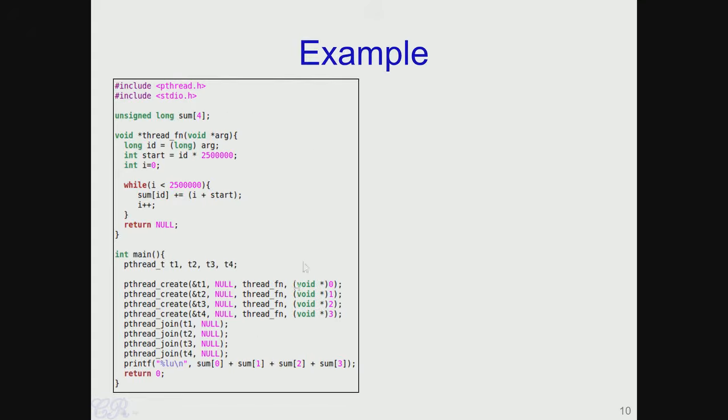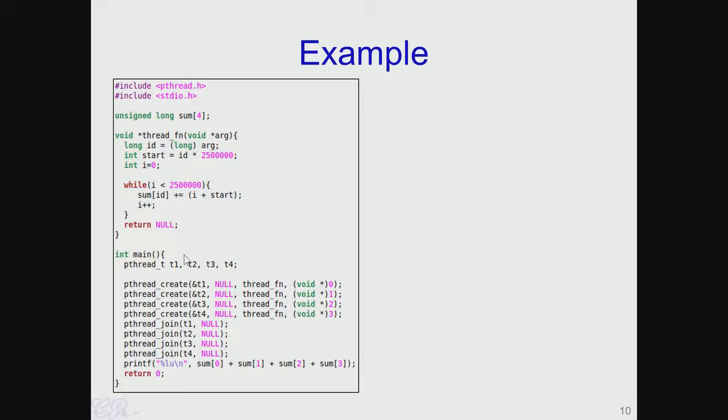So, this is the code to do that. What this particular code does is that it creates 4 threads, and each thread finds the sum of a different 2.5 million set of numbers. These 4 threads execute in parallel and therefore very quickly find the sums, and then we add the results to get the sum of the first 10 million numbers. Let us see this example in more detail.